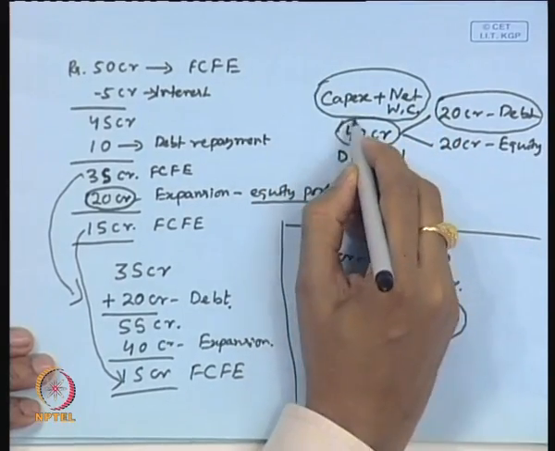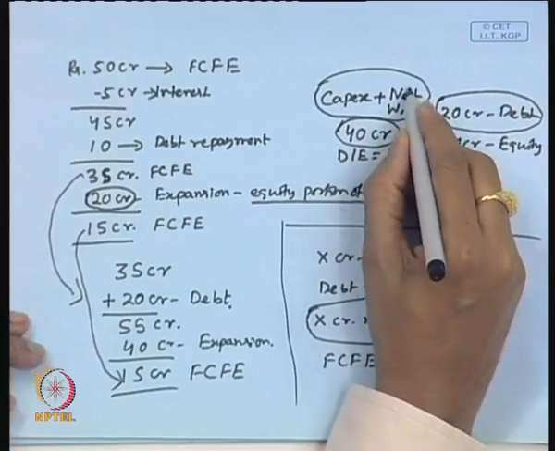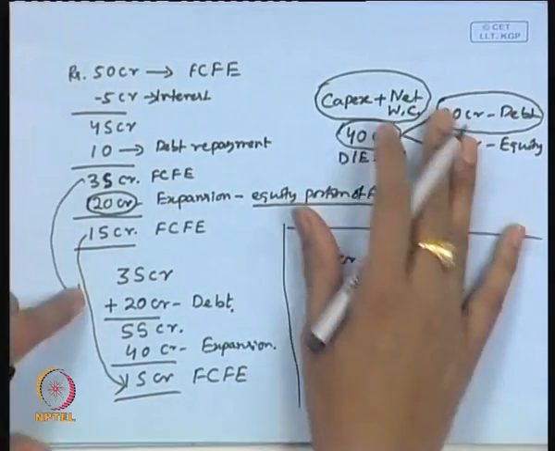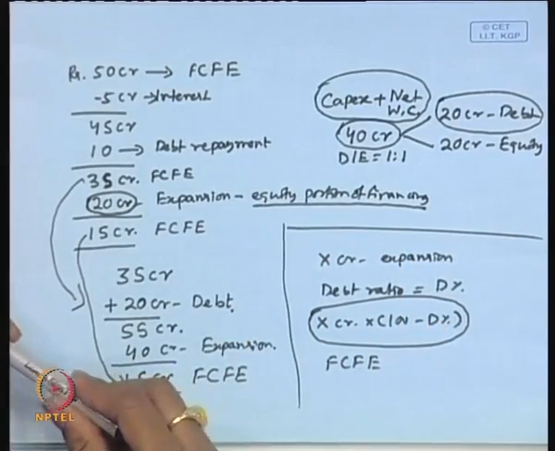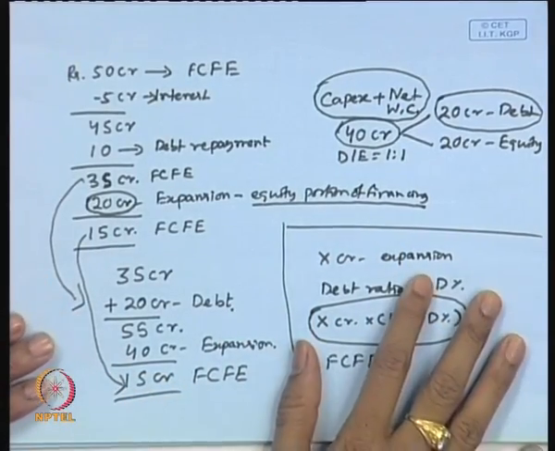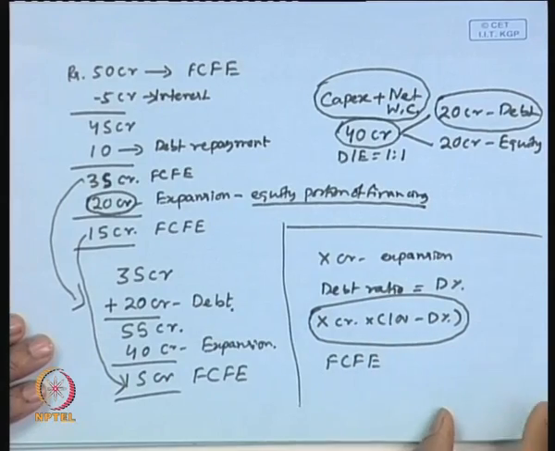If this 40 crore is only capital expenditure, then we have to also find out the net working capital requirement, and accordingly the free cash flow for equity will be changing for that matter. So, this is a very simple approach to estimate the free cash flow for equity.